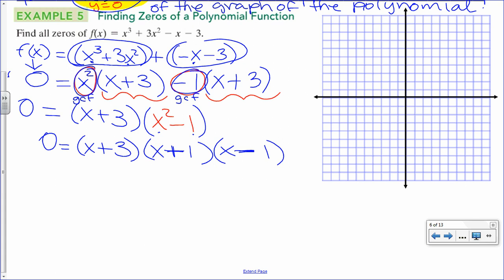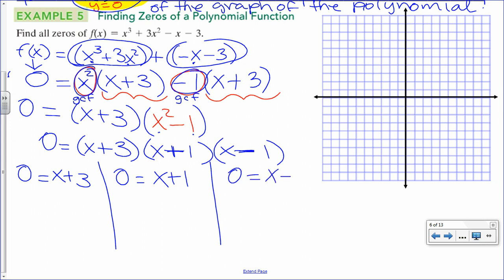Okay, so now from here, what we need to do to find the zeros is we're going to create three linear equations. So the first one will be 0 is equal to x plus 3. And then we have 0 is equal to x plus 1. And then we have 0 is equal to x minus 1.